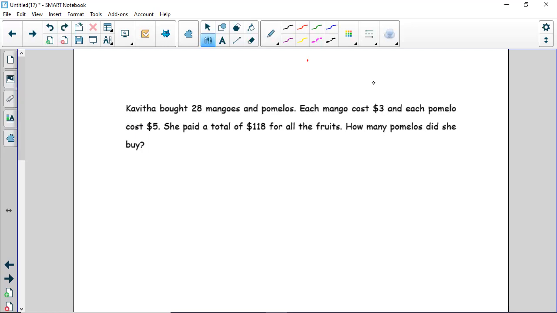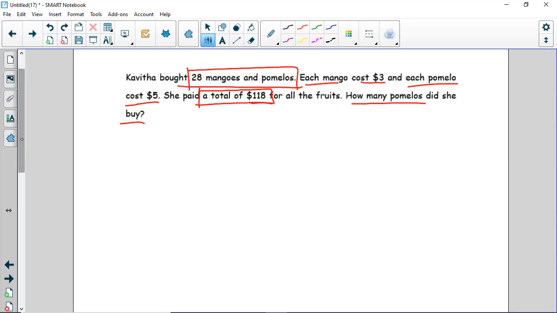So let's read. Kavita bought 28 mangoes and pomelos, which is the total number. Each mango costs $3 and each pomelo costs $5. She paid a total of $118 for all the fruits. So how many pomelos did she buy? Once again, you can see that there is a total number of fruits and a total amount of money, so you have 2 totals. When you have 2 totals, that's the clue that you can use assumption. And of course you must know how much 1 mango and 1 pomelo cost. All these are signs that tell you that you can use the method.